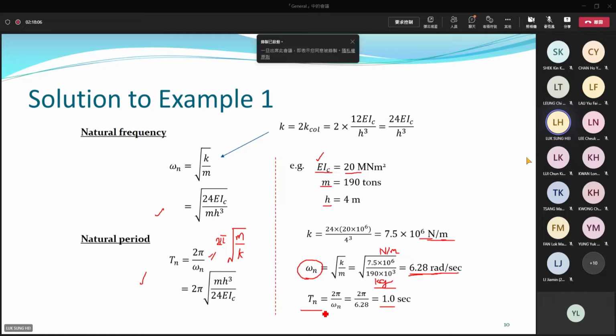Period equal to 2 pi over omega n. So 1 second in this structure, in this problem. It takes 1 second to complete one vibration cycle, in other words.